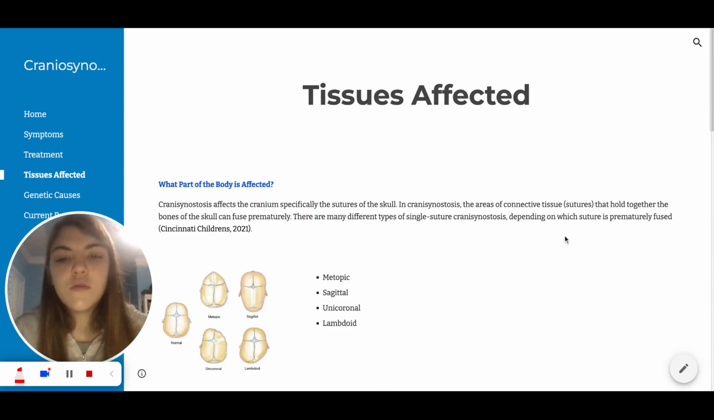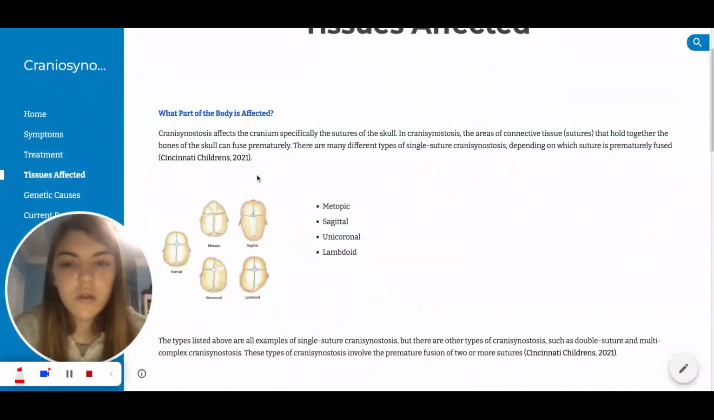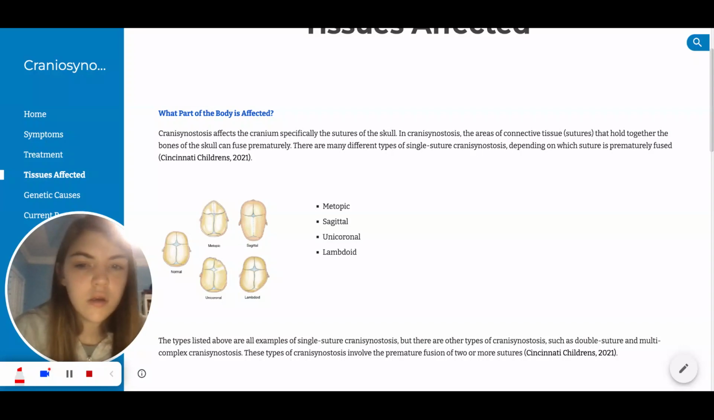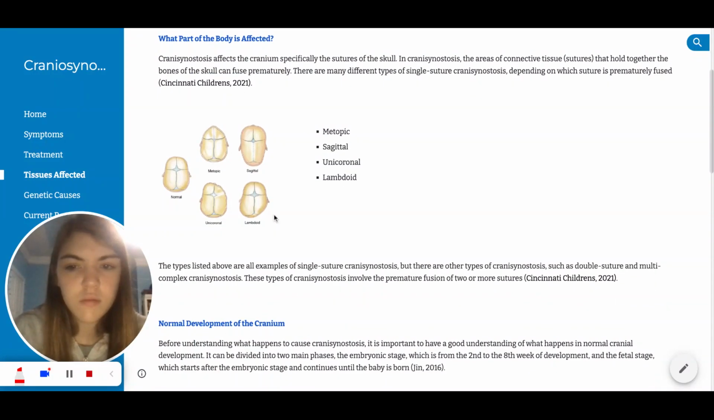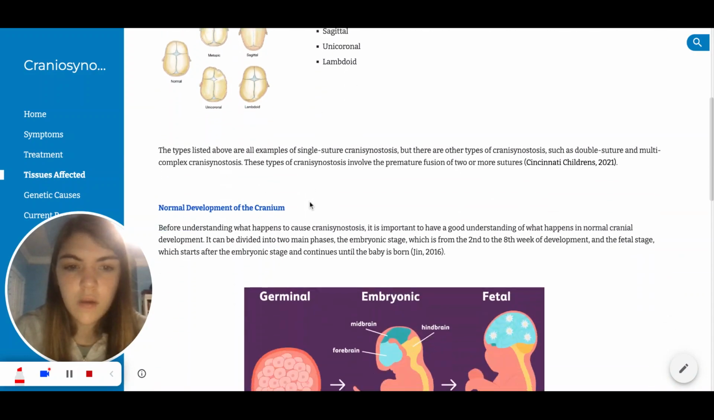And then for tissues affected, I included generally what area of the body is going to be affected. I like this image because it shows the different types of single suture craniosynostosis, and I found it helpful for getting an idea of what all the different types are like.